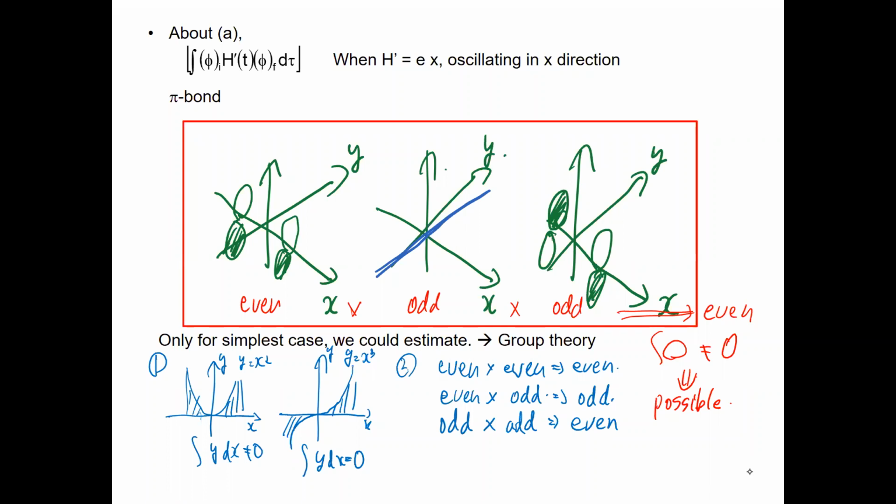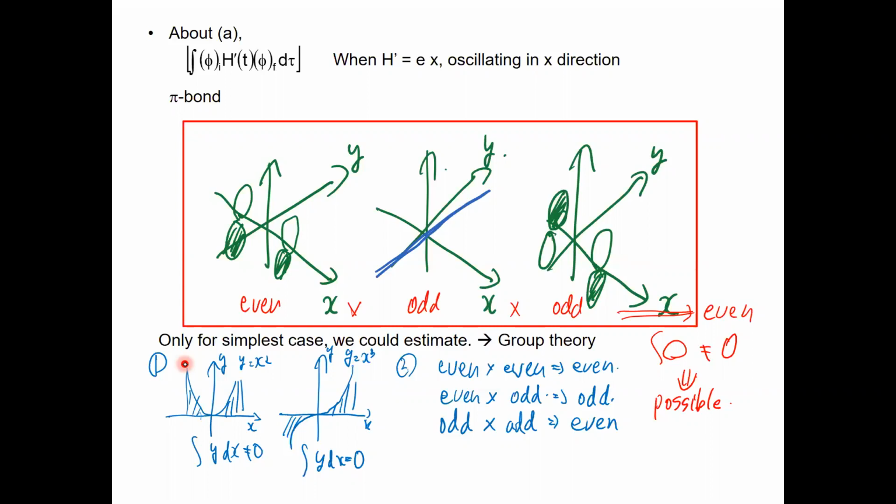Like this, you can understand whether the transition is possible or not by judging whether the integral is going to have some value or not, okay? And of course, this is a kind of easy, instinctive understanding of how light absorption is possible or not.